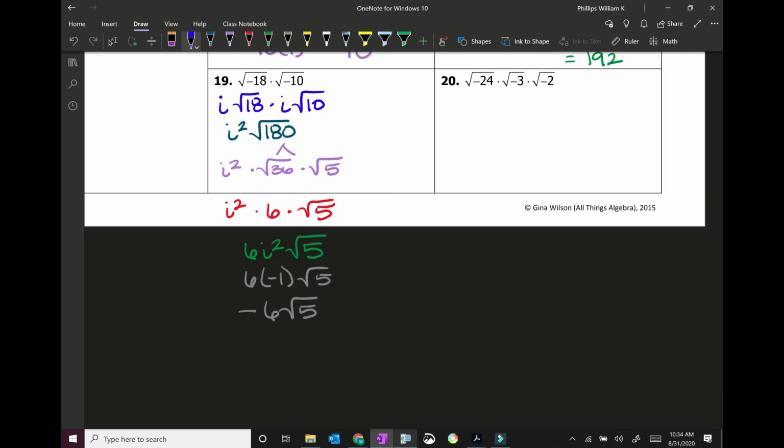Same process on 20. We'll take the i out first. So I have i times the square root of 24, i square root 3, i square root 2. So i times i is i to the third. 24 times 3 times 2 is going to be 144. So i to the third here is going to be negative i. The square root of 144 is 12. So this solution is negative 12. Let me rewrite that so it's neater. Negative 12i.